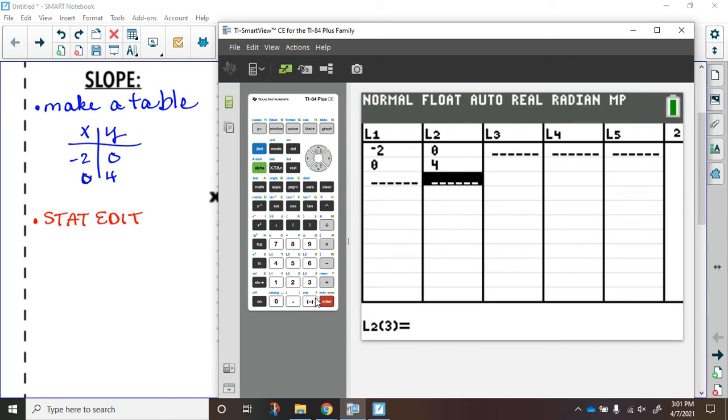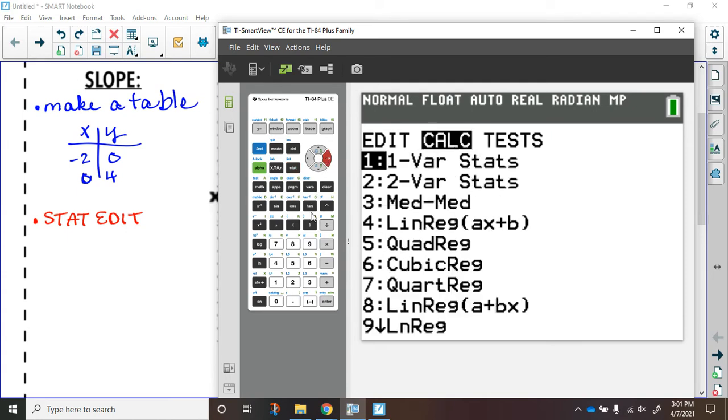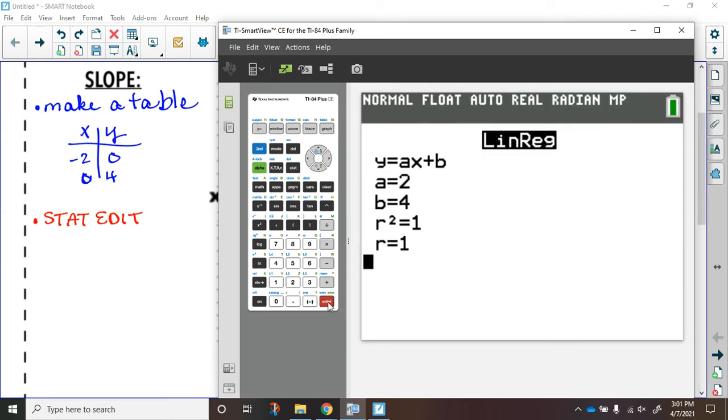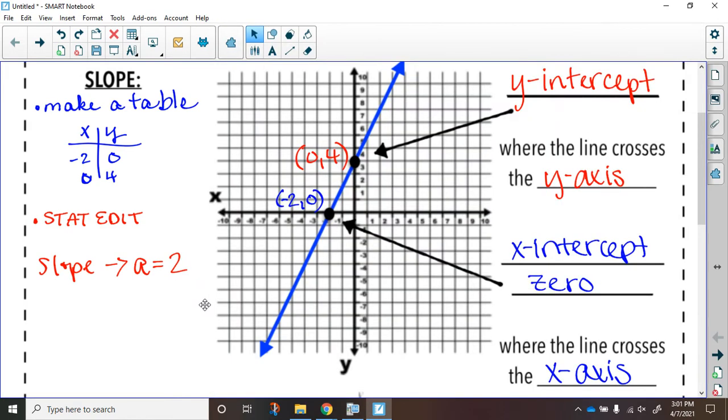And to find the slope of this graph, we're going to go stat, calc, number 4, and press enter 5 times. This is going to give us our A and B value. Of course, our slope is always the A value in our graph, and A for this set of numbers is 2. So that is our slope.